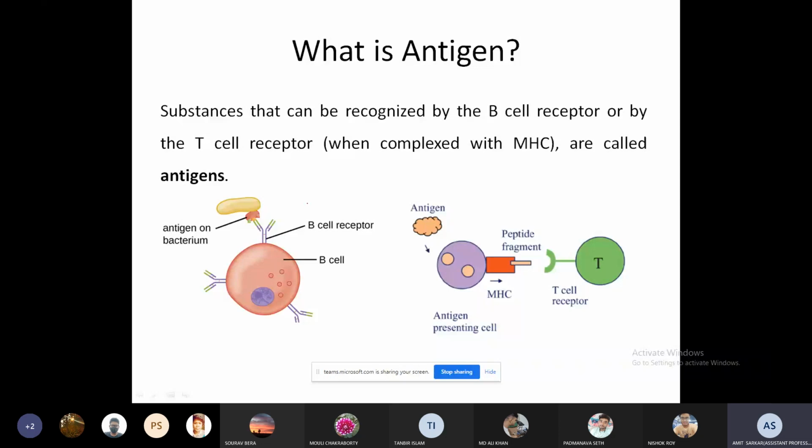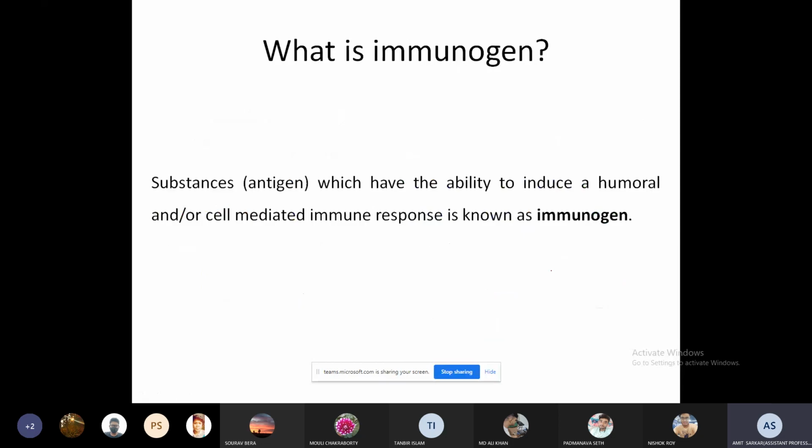Most of the time, microorganisms are considered an antigen because they are recognized by the B cell receptor and then presented to the T cell. They'll be recognized by the T cell receptor as well. Okay. So then, what is an immunogen? An immunogen is a substance, or an antigen you can think, which has the ability to induce a humoral or cell-mediated immune response.